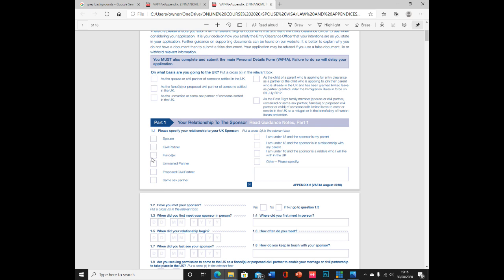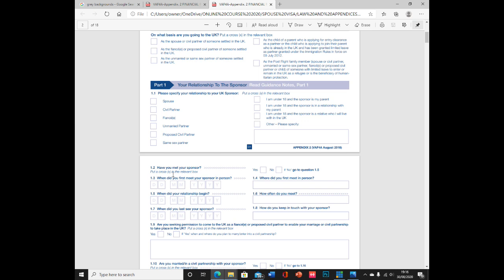If you are applying as a fiancé of a British person, not as a spouse, you need to click on this one. Next, have you met your sponsor? You need to say yes or no. If yes, when did you first meet? Tell them your date. Where did you first meet? Tell them your place. When did your relationship begin? Tell them the date.